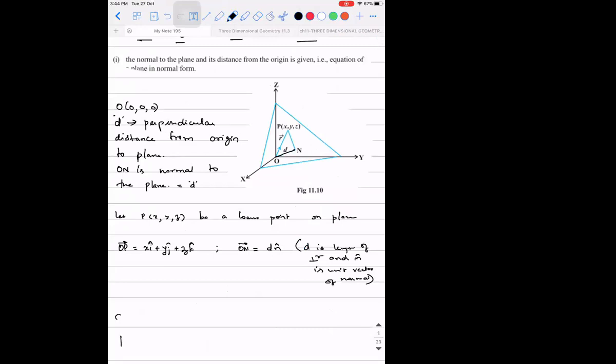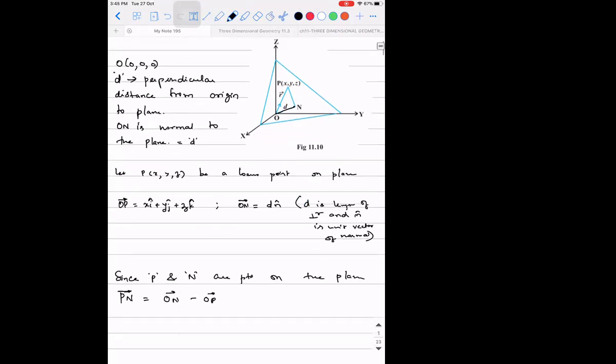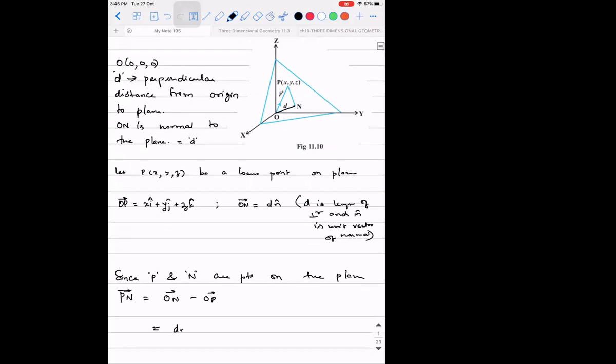Since P and N are points on the plane, can we write the PN vector as ON vector minus OP vector? What is the ON vector, guys? I'll take it as NP. You can write it in any of the ways; I'm just going with the book definition. So NP vector is OP vector minus ON vector. OP vector is R vector, and ON vector is d n cap. Right?